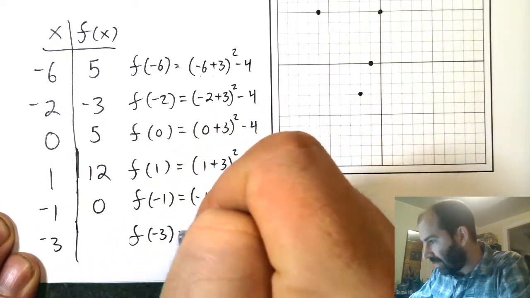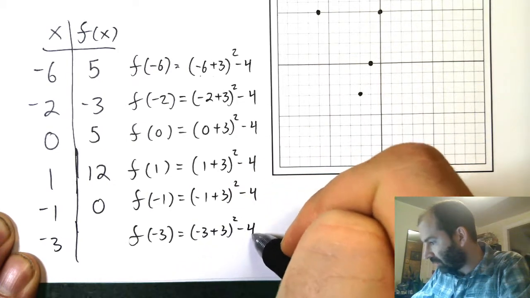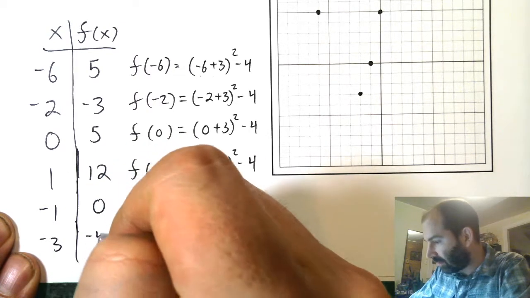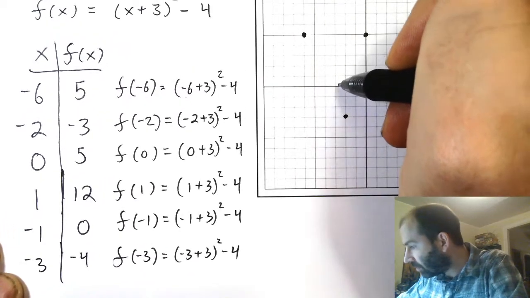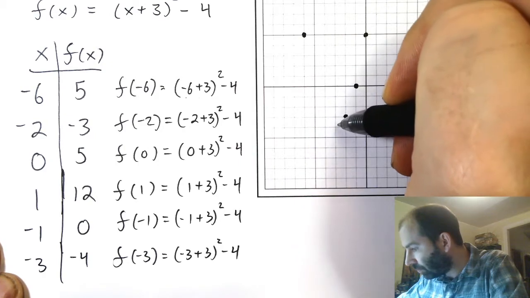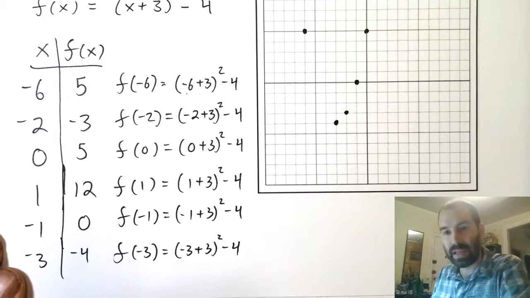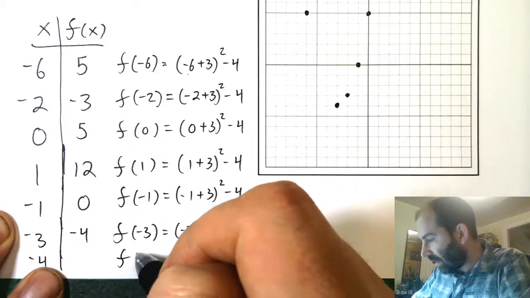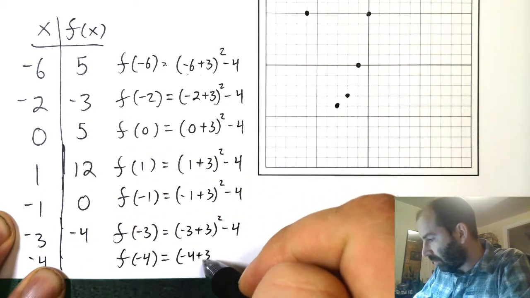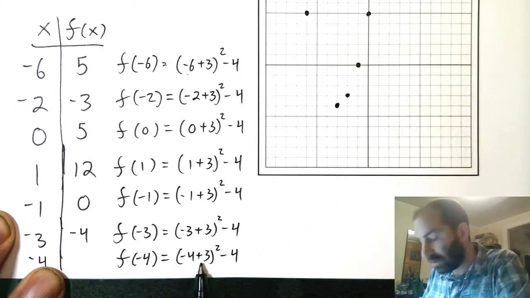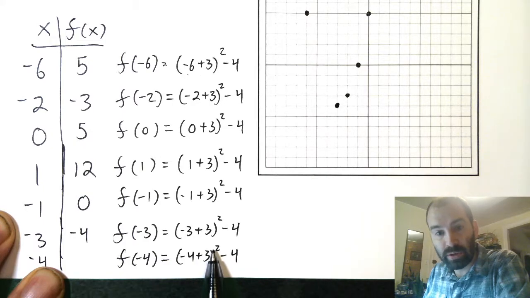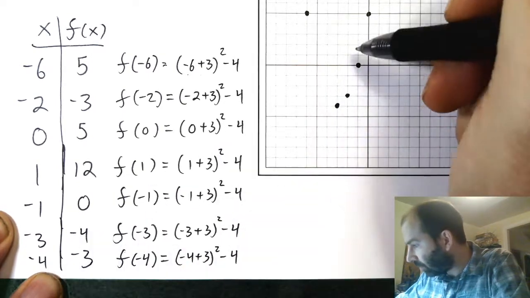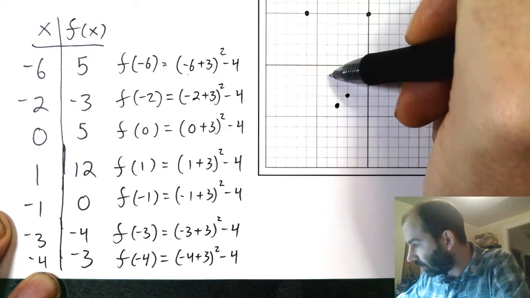So I'm doing f of -3 is (-3 plus 3) squared minus 4. Well, -3 plus 3 is 0, right? And 0 minus 4 is negative 4. So that's the point. 1, 2, 3, 4, negative 4 down there. And let's just do one more to be sure what's going on here. Let's do negative 4. F of negative 4. (Negative 4 plus 3) squared minus 4. Well, negative 4 plus 3 is negative 1. I square it, I get positive 1. Subtract 4, negative 3. Okay, so when x was negative 4, y was negative 3.